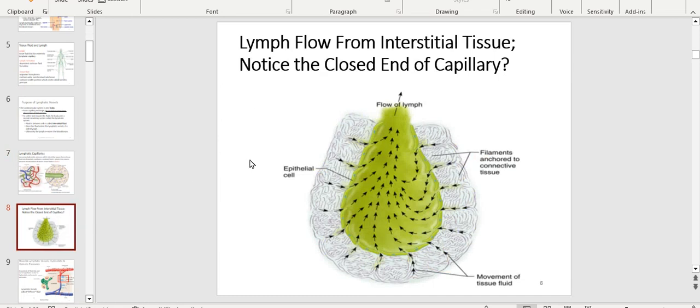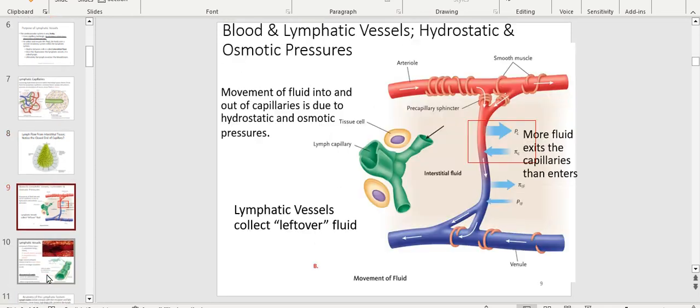Lymph flow from interstitial tissue. Notice the closed end of the capillary, and this is what's going on here. The lymph flows in because the hydrostatic pressure is too high out here, so it forces the lymph to flow in, and then the lymph flows out that way. Nothing too crazy there. Nice slide.